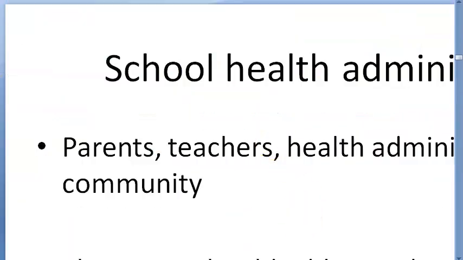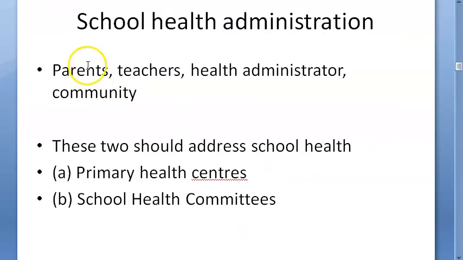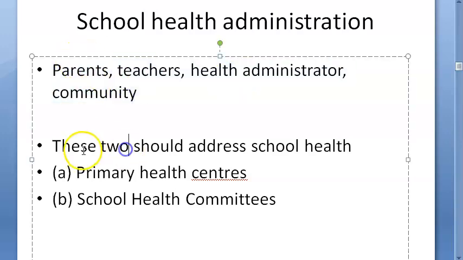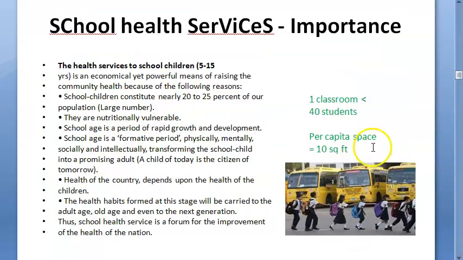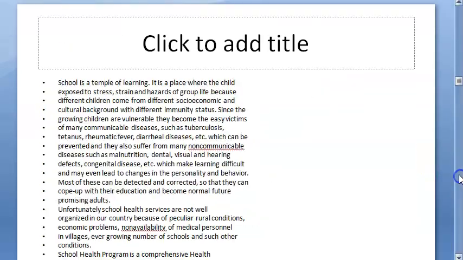Okay. Then school health. Whose responsibility is this? It is not just the responsibility of teachers or health administrators, even parents in the community. So primary health centers should address school health needs and school health committees also will be there to take care of all this. Okay. What else? The specific things you saw, guys. One classroom should have less than 40 students. Per capita space, 10 square feet.